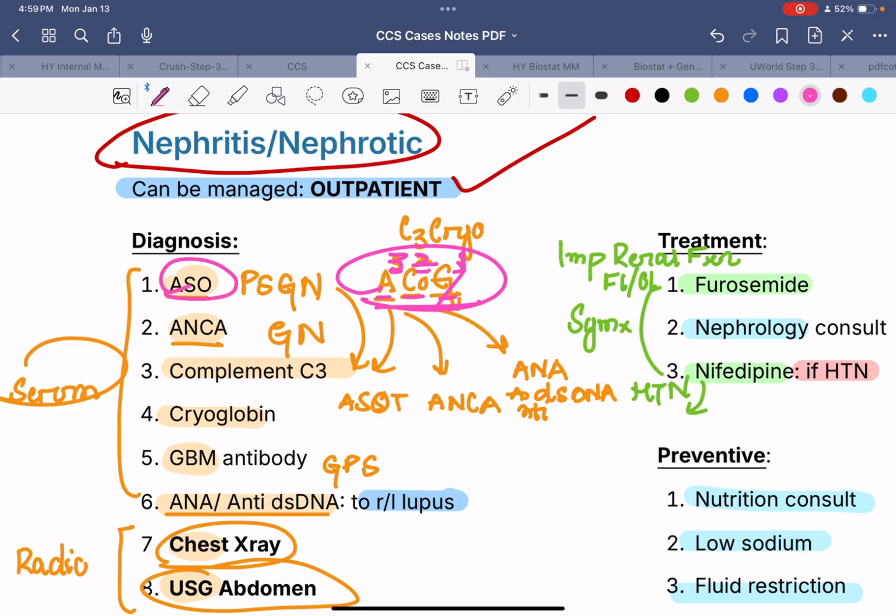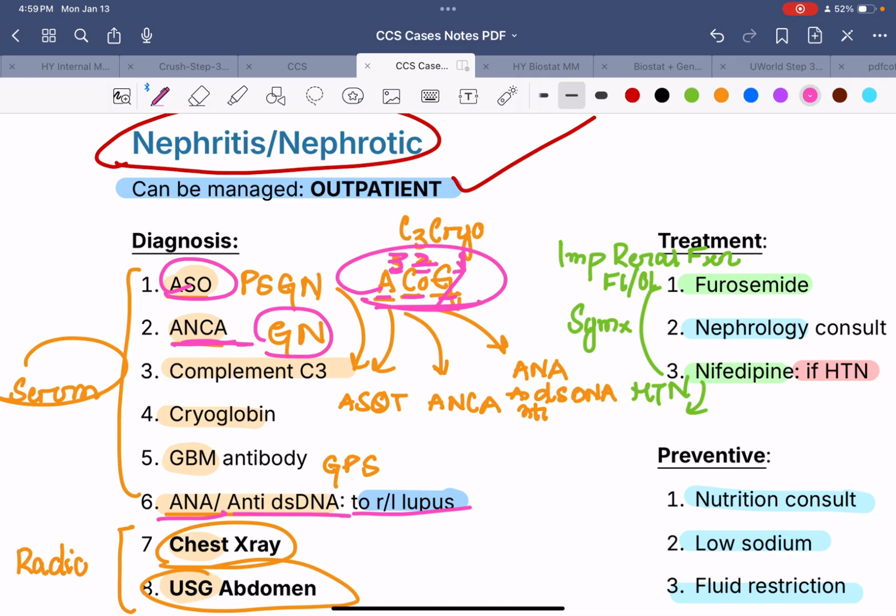For it, we can do the A, ASO titers, right? Next up, we have glomerulonephritis caused by some sort of ANCA-associated vasculitis, right? Which include granulomatosis with polyangiitis, or Churg-Strauss, or microscopic polyangiitis. So they are all ANCA associated. So next, after ASO titers, we are going to do ANCA. And next up, we have the most important cause, lupus nephritis. We can do an ANA or anti-dsDNA. So these are the three A's: ASO, ANCA, along with ANA or anti-dsDNA.